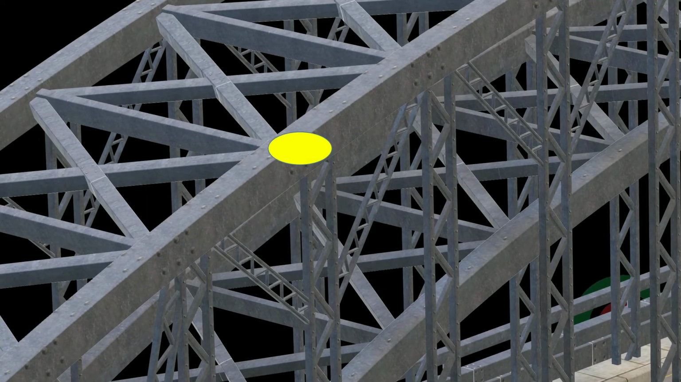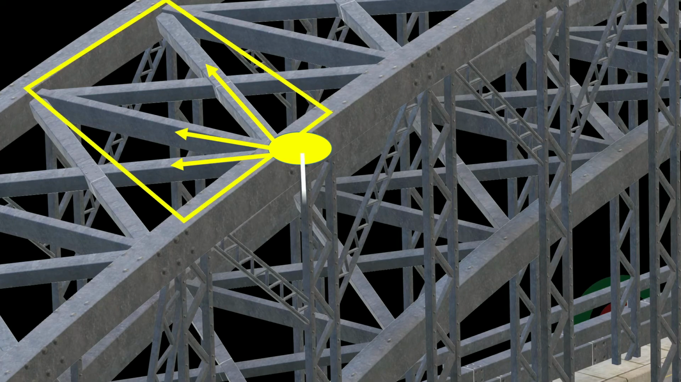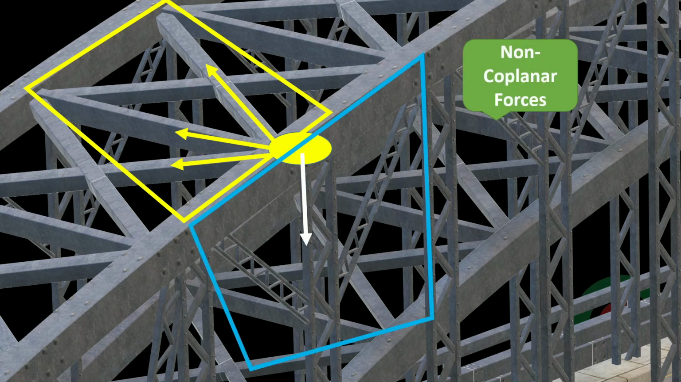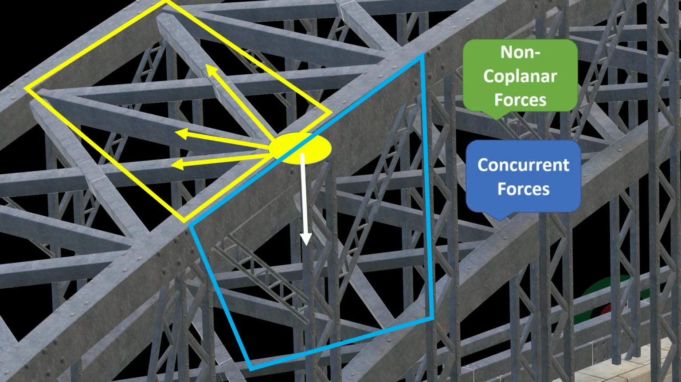Now let us come to this side. Consider a joint here. These are the three forces in the members connected at this joint which lie in a horizontal plane. Here is another force in the member connected to the same joint but lying in a vertical plane. So they are non-coplanar but concurrent forces.